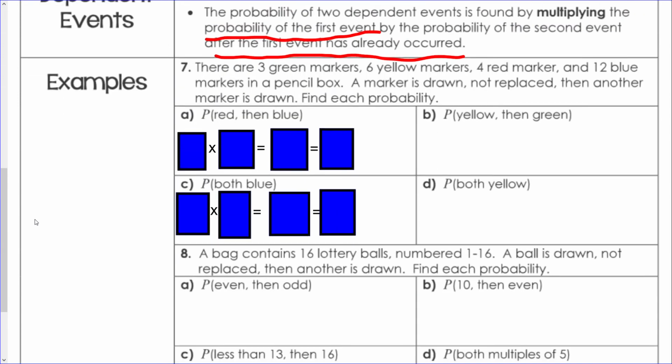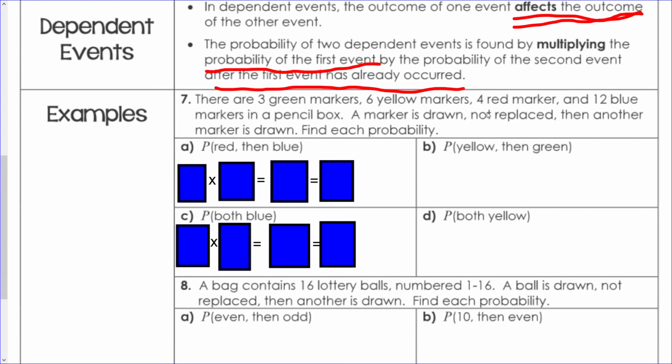So there are 3 green markers, 6 yellow markers, 4 red markers, 12 blue markers, and a pencil box. So a marker is drawn, not replaced, and then another marker is drawn. Okay, so the marker's not put back in the box. So find each probability. The probability of red, first of all, is 4 out of 25, because there's 4 red markers and 25 possible markers you could pull out of the box. So that's your probability of pulling red.